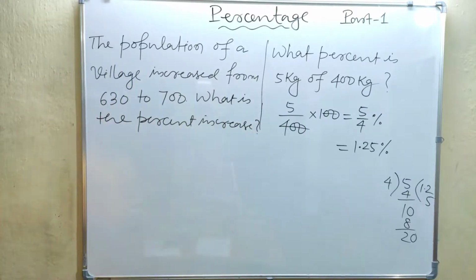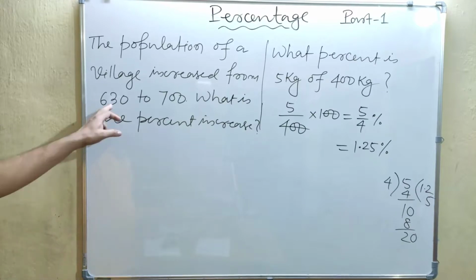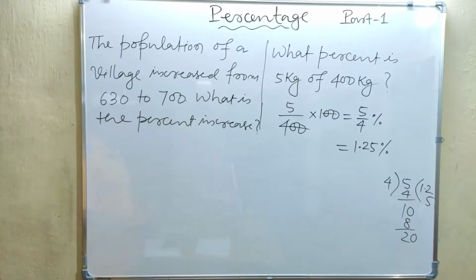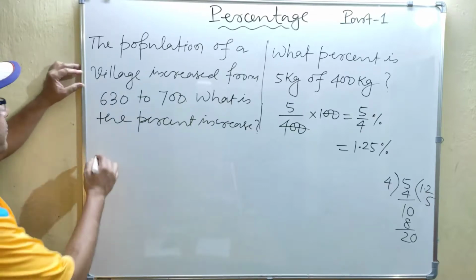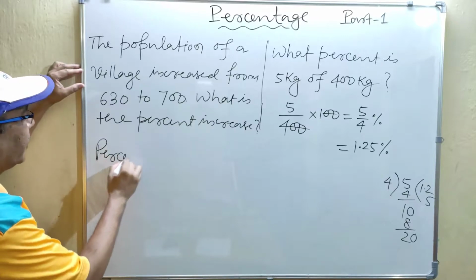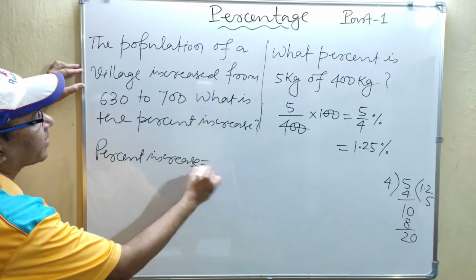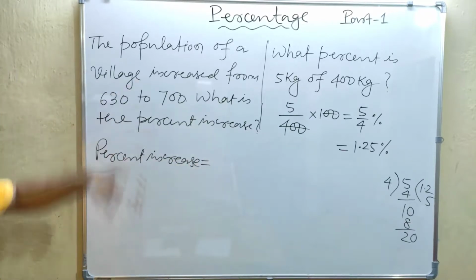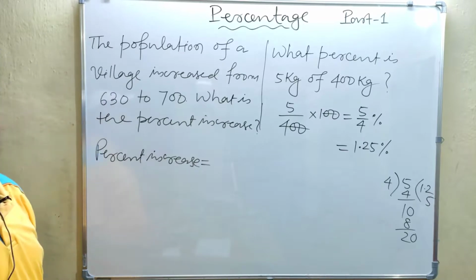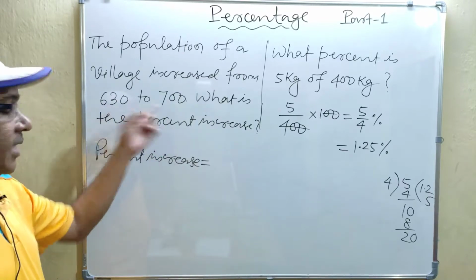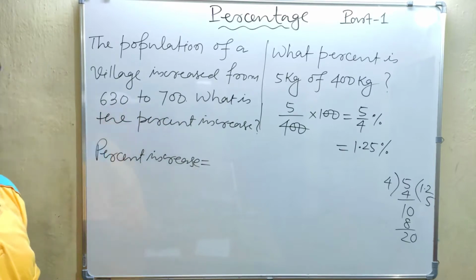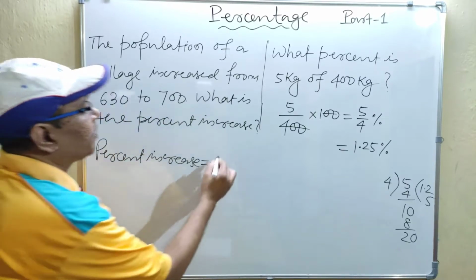कितना परसेंट इंक्रीज किया? एक विलेज का पॉपुलेशन 630 था, वो बढ़ के हो गया 700. क्वेश्चन इज व्हाट इज द परसेंट इंक्रीज? तो उसका कितना परसेंट बढ़ा पॉपुलेशन? कितना बढ़ा पहले ये बताइए. 630 था, बढ़ के हो गया 700. कितना बढ़ा? घटा लीजिए, सबट्रैक्ट कीजिए. 700 माइनस 630, दिस विल गिव यू 70. मीन्स पॉपुलेशन इंक्रीज.